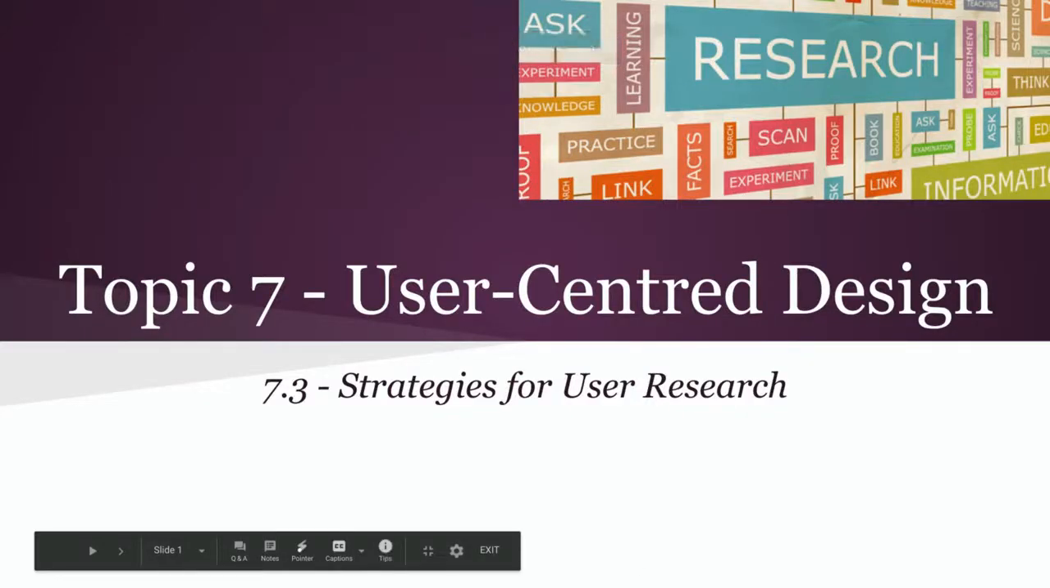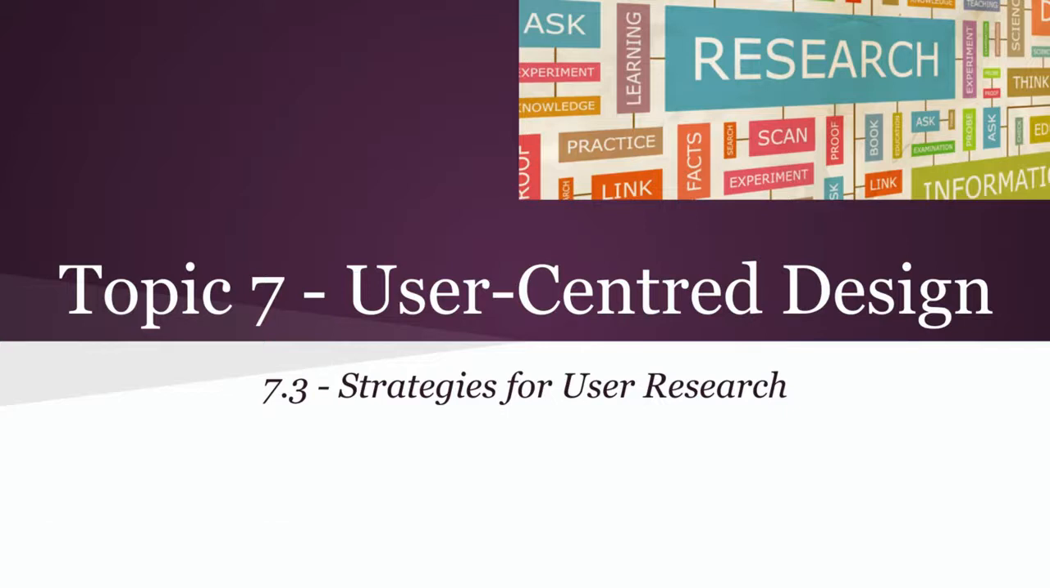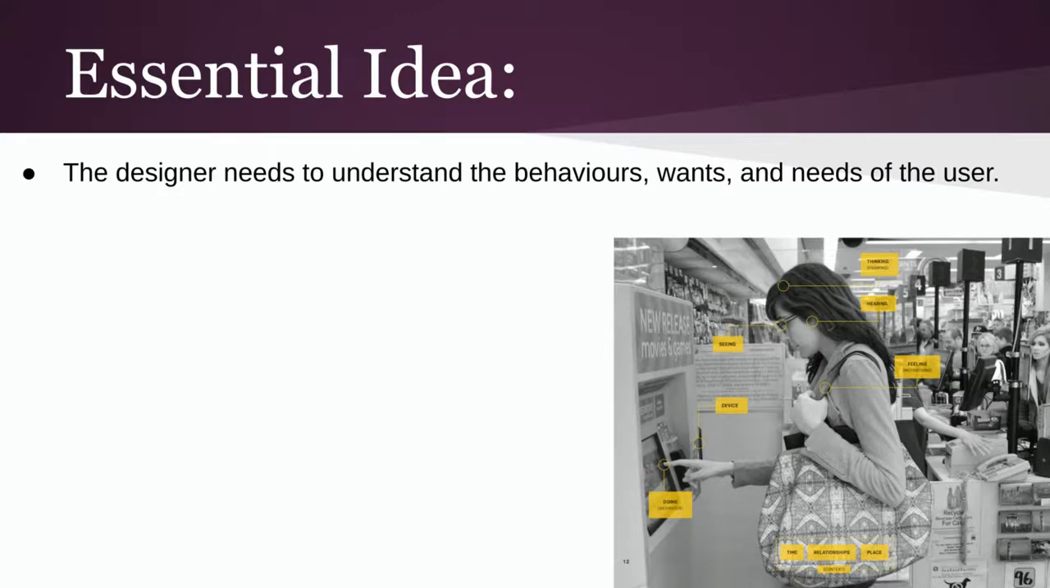Topic 7, Lesson 3, Strategies for User Research. Essential idea. The designer needs to understand the behaviors, the wants, and the needs of the user. So if we take this consumer right here, looks like she's picking out a movie, like a Redbox type system in a grocery store, the more we know about her, the more we can specifically market our product to her needs, wants, and behaviors.